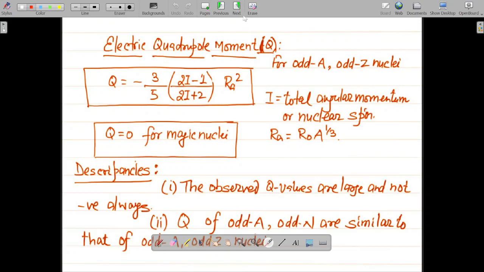Now, the electric quadrupole moment onwards we will look at in the next class. But you should keep all those things in mind.